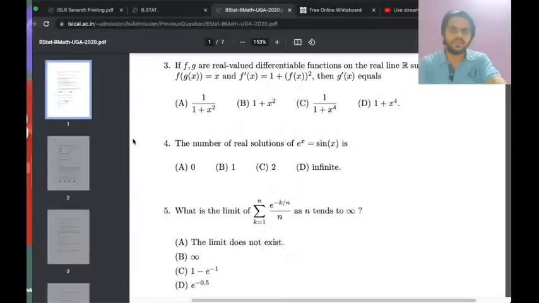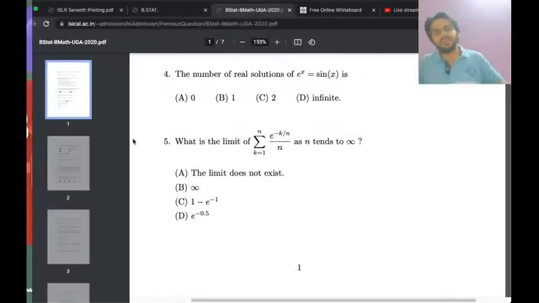Okay, then the next question: you need the number of real solutions of this equation. So this looks like a prime candidate for a graphical solution. I will not solve this because I feel you guys can easily solve it, so let me just point you in the direction. What is the equation?